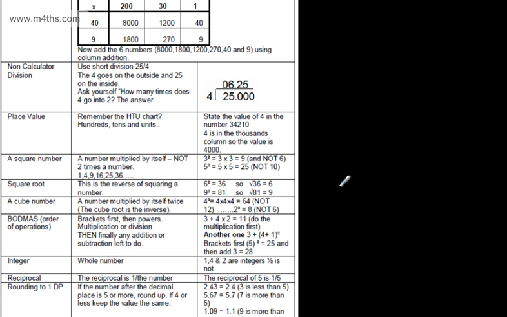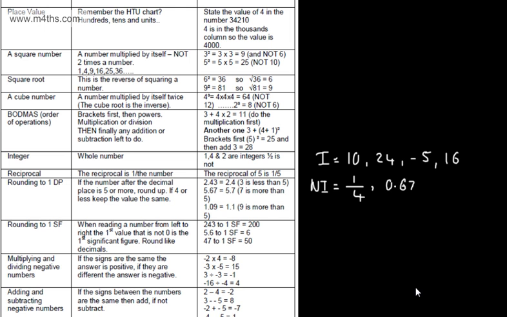So integers now, and I'll write some out. So I'll write I for integers. We could have 10, we could have 24, we could have minus 5, we could have 16. A non-integer, and I'll just put it as NI, we might have 1/4. That is a fraction. It's not a whole number. We might have 0.67. That is not an integer. So integer simply means a whole number.